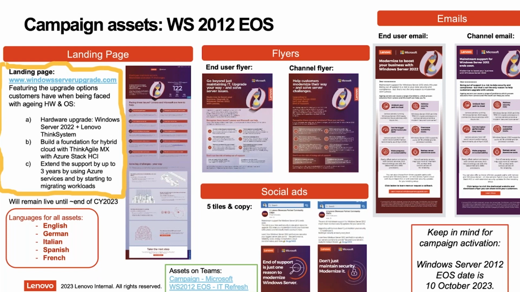And back to my rather scruffily yellow box in the left-hand side, you can see that aligns to that slide I showed you earlier on, the 3 areas of the business. Simple upgrade with hardware and new licenses, a foundation for hybrid cloud around MX, or extending the support with ESU by using Azure services. So there is a whole bunch of literature and support collateral and marketing which both Leader, Lenovo and Microsoft are using to be able to drive and support this message out to customers, and to help you guys as partners to be able to support and understand the messaging more clearly.